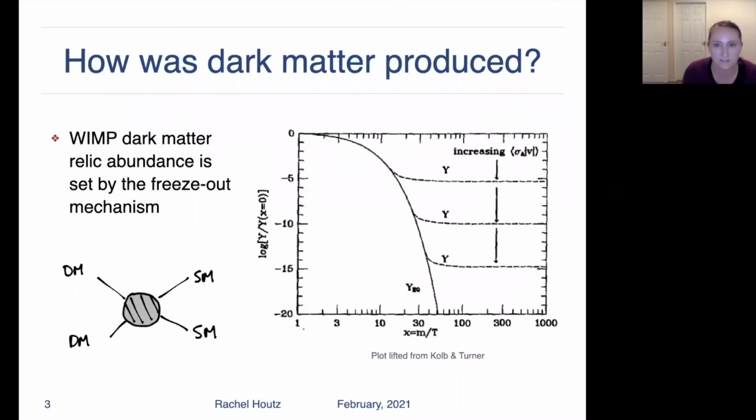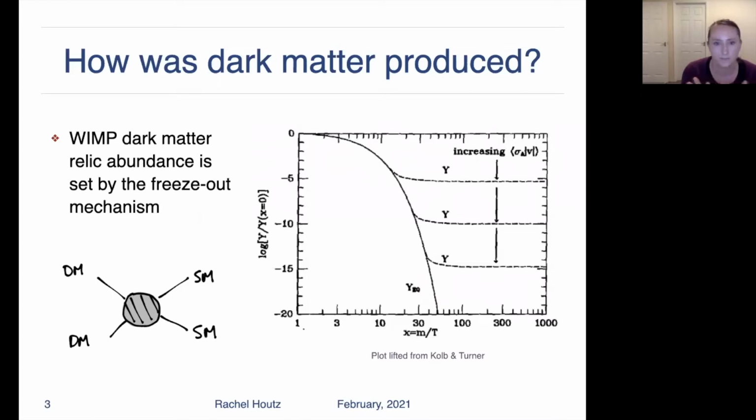And so the question is, how is this dark matter produced? The most popular theory is a weakly interacting massive particle. I'm going to do a really quick review of how this works because it's relevant for the production mechanism I'm going to talk about.